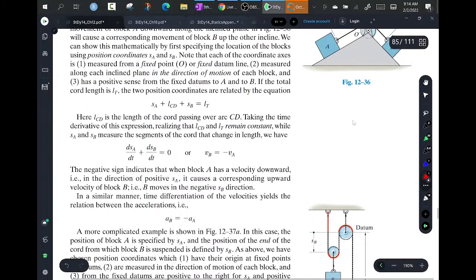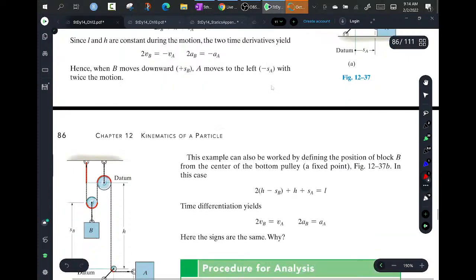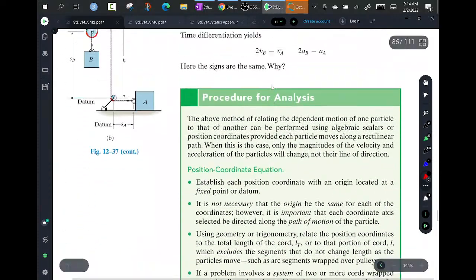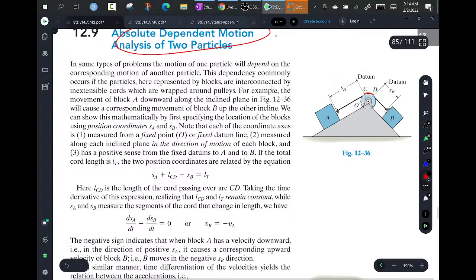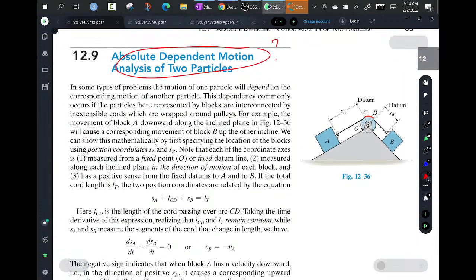Wait a minute. Oh, okay. But that's not the right title. Anyway, I questioned that title. I didn't think that was the title. I thought that title was in the next section.